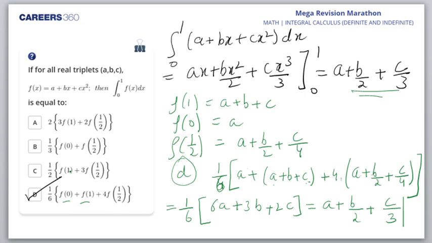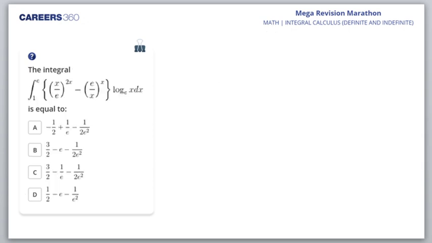Real triplet means, see, pair means 2 terms, triplet means 3 terms, a, b and c. That's it. I hope I have answered you, Hardik. Triplet means 3 terms, a, b, c. Okay? Let's go to the next question.